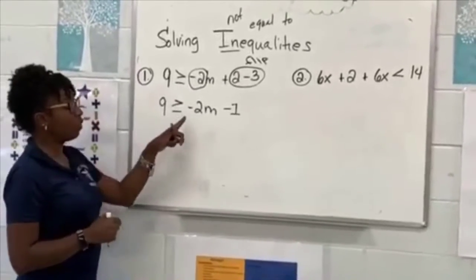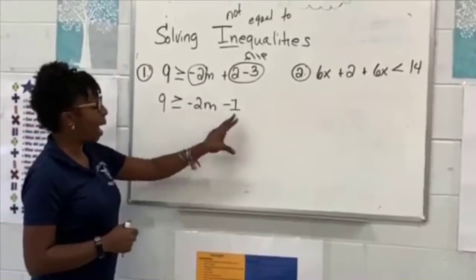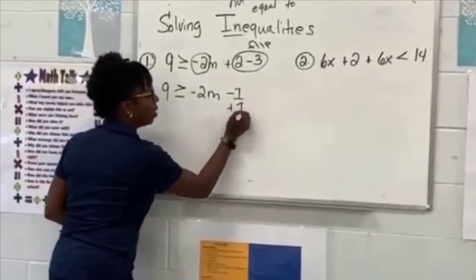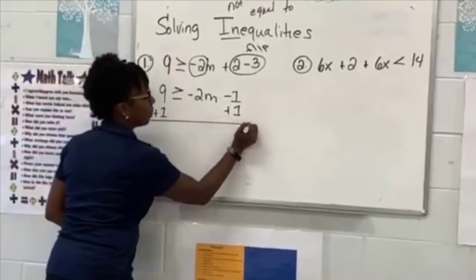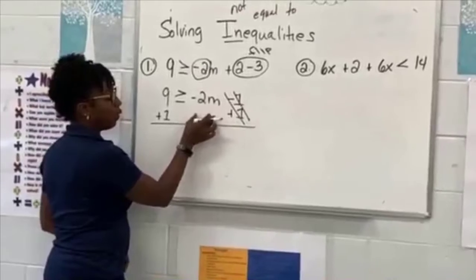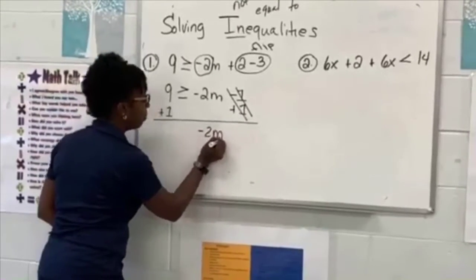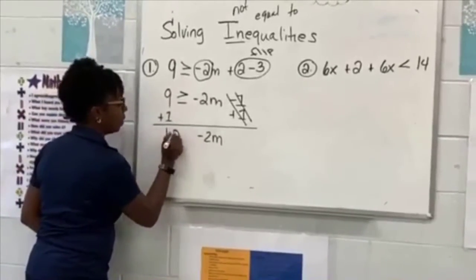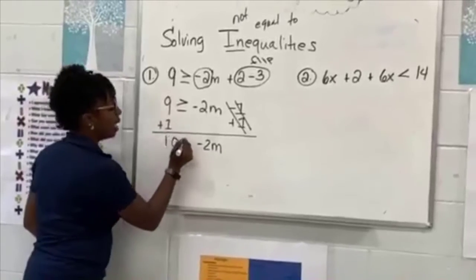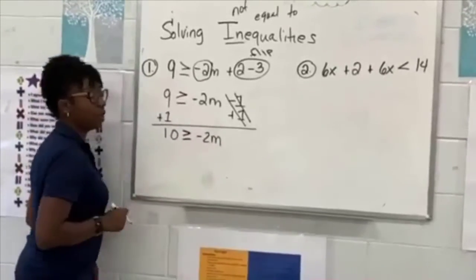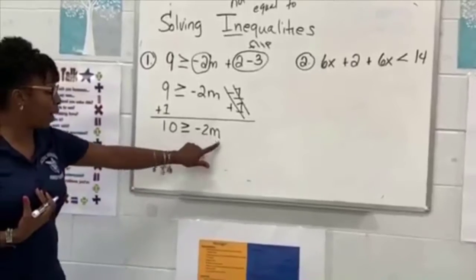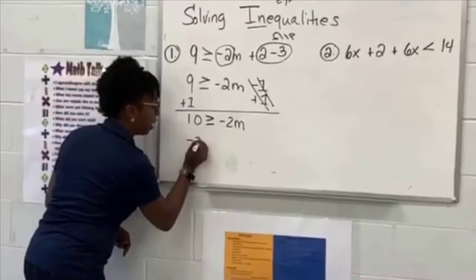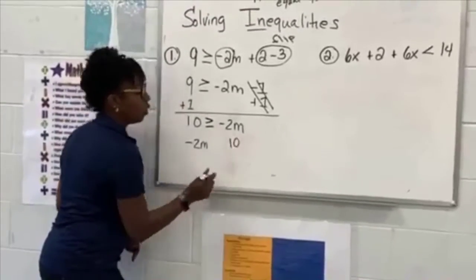I want to get negative 2m by itself. So the opposite of subtracting 1 would be to add 1 on the opposite side. They're going to cancel out, so I'm left with just my negative 2m. And 9 plus 1, because they're both positives, will give me positive 10. So it now reads 10 is greater than or equal to negative 2m. I personally like my term with the variable on the left side. So I'm going to rewrite it as negative 2m, and I'm going to put 10 to the right.